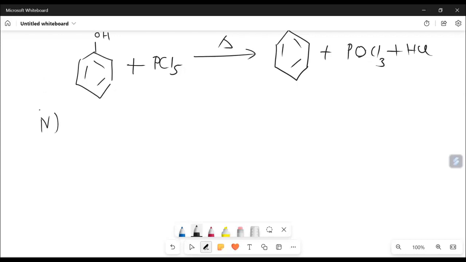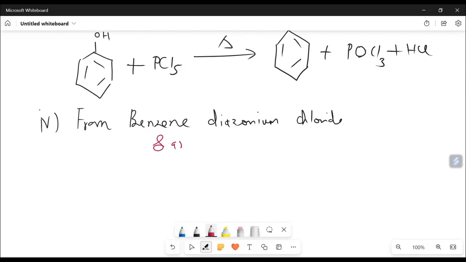The fourth one we are going to discuss mainly, which is again very famous, is from benzene diazonium chloride. This is mainly known as the Sandmeyer reaction. Let's discuss.